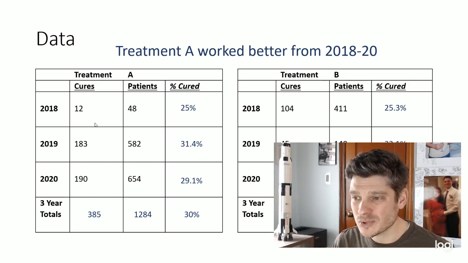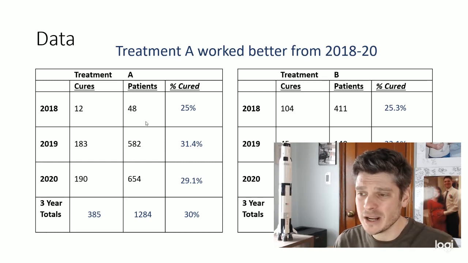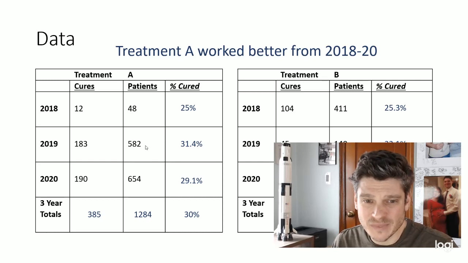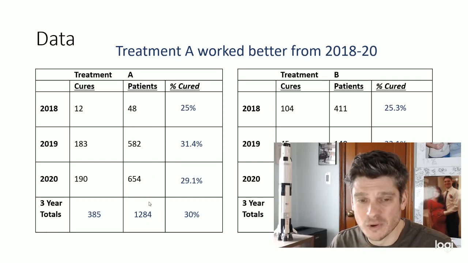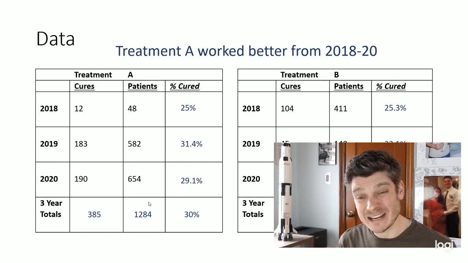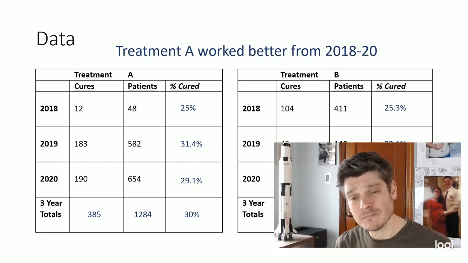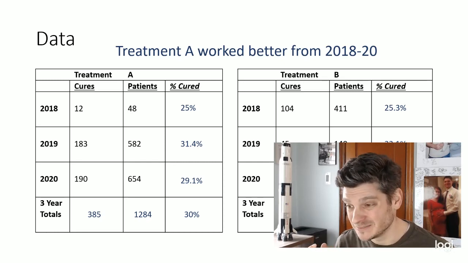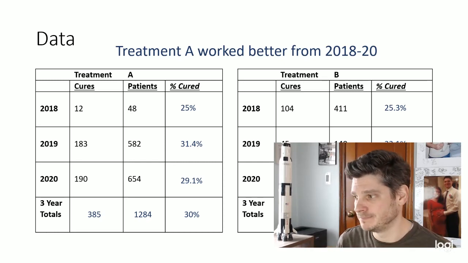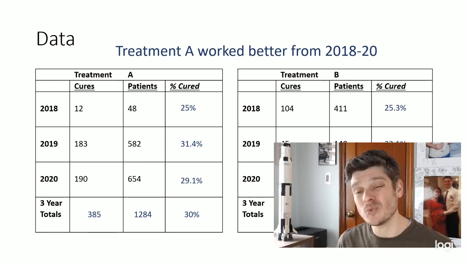My denominators were the number of patients. So my denominator was 48 and 582 and 654 and 1284. None of those had the same denominator, which means I cannot compare them because they're not going to end up with the same basic size. Percentages don't work that way.